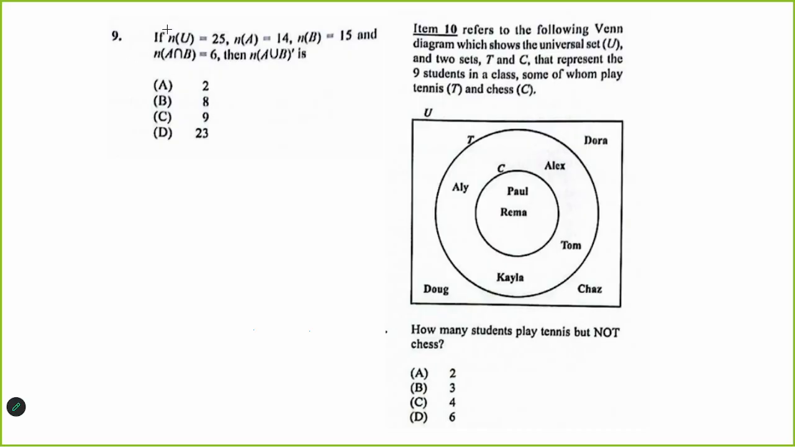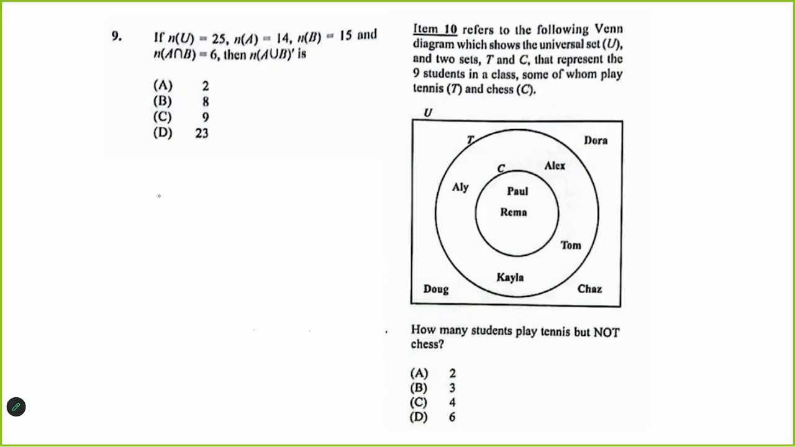Next one, if the universal set is 25, the number of elements in A is 14, the number of elements in B is 15, the intersection of A and B is 6, and the complement of the union of A and B is, so this would be the number of elements in U is equal to the number of elements in A plus the number of elements in B, subtract the number of elements in the intersection, or what A and B have in common, plus what is outside the union of A and B, I need to fit it so that I could put my values in.